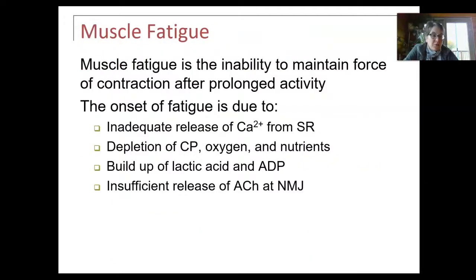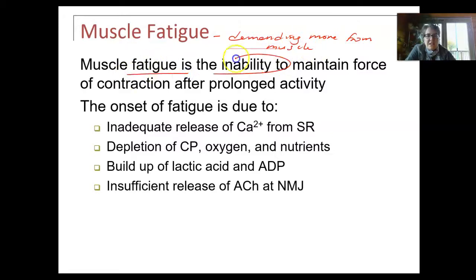Ultimately, we lead to muscle fatigue. So remember how I said I'm demanding more than they're used to? Demanding more from muscles that I haven't really worked up to. I will get muscle fatigue. Muscle fatigue is the inability, right? Put me in a marathon tomorrow. They will become fatigued. Inability to maintain contraction after the prolonged activity. And there's going to be damage at the cellular level.